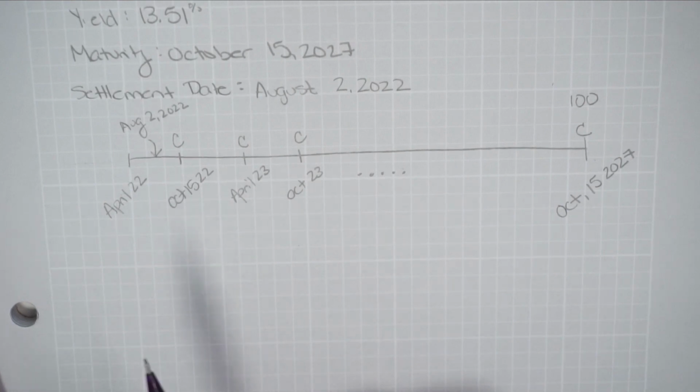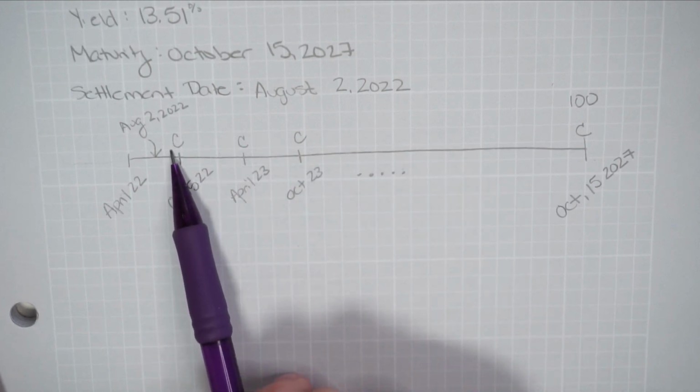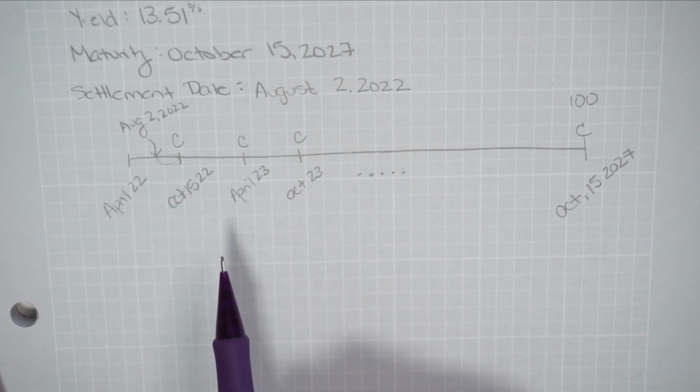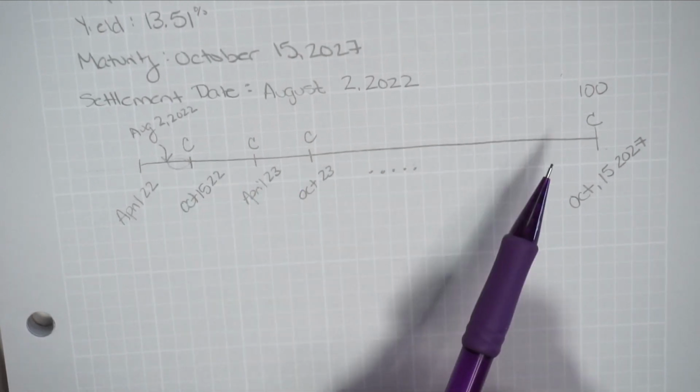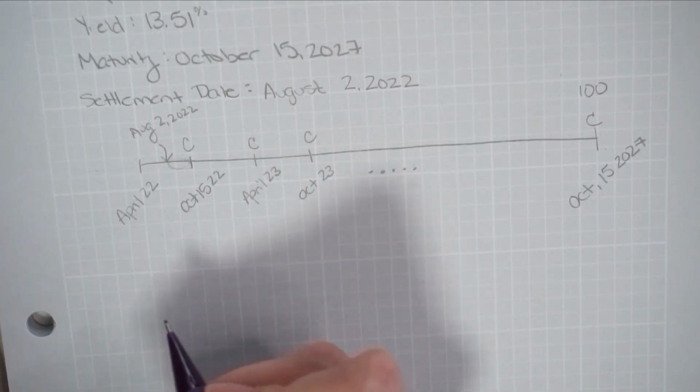So the first thing we need to do is figure out how many full periods we have and then what fraction of a period we have right here at the beginning. So to figure out the number of full periods that we have, I'm going to use the date function on my financial calculator.